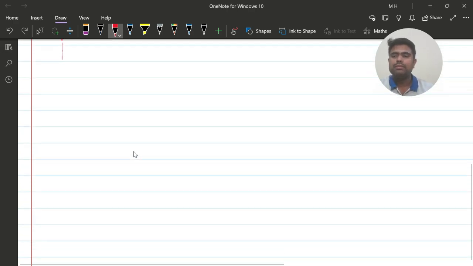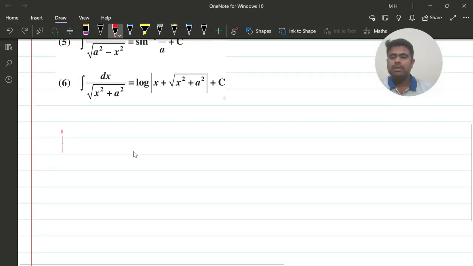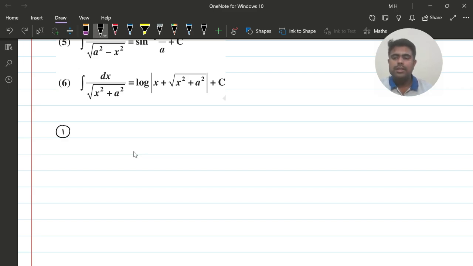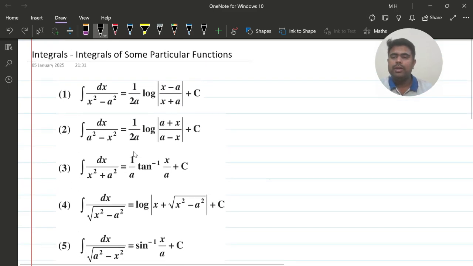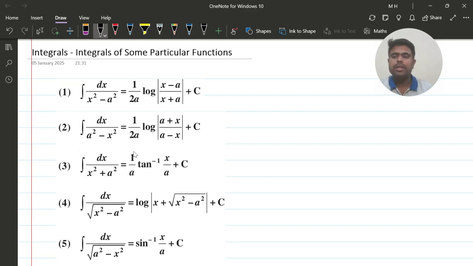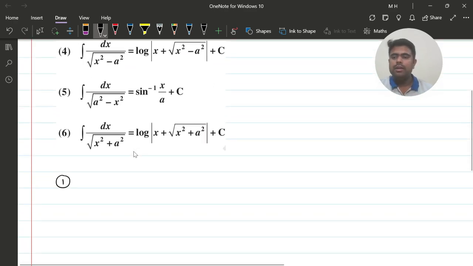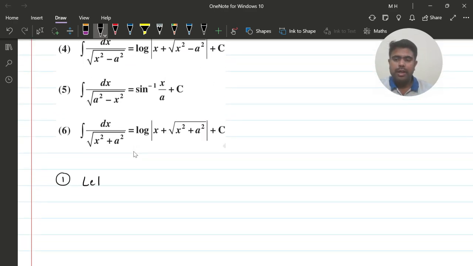Okay, so without any further delay we shall start with the first proof, that is the first one. The first one is the integral of 1 by x square minus a square dx equal to 1 by 2a log mod x minus a divided by x plus a plus c, right? So if I take up that, I will let this be I.